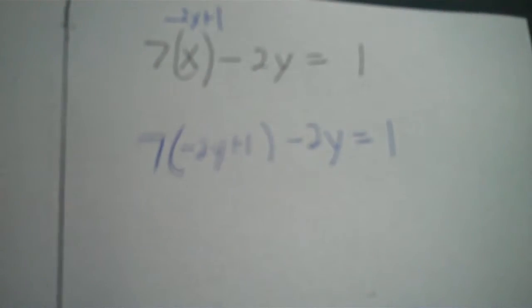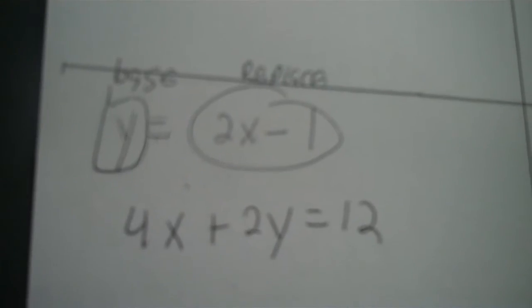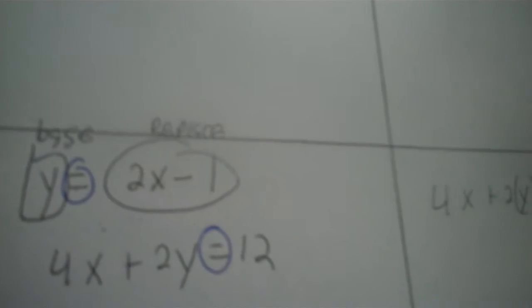Now, after your parentheses, okay, you see my parentheses, I just copy the rest of the problem. Minus 2y equals 1. Okay, that's it. That's all I want you to do today. Okay, we have y equals 2x minus 1, and then 4x plus 2y equals 12. So circle your equal signs, okay? And you stop at that point. Do not continue, okay?